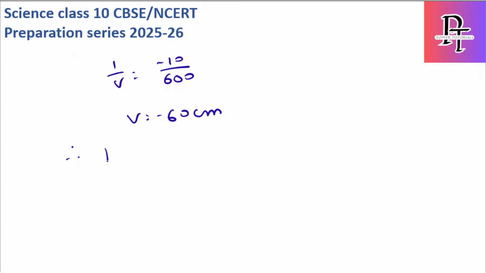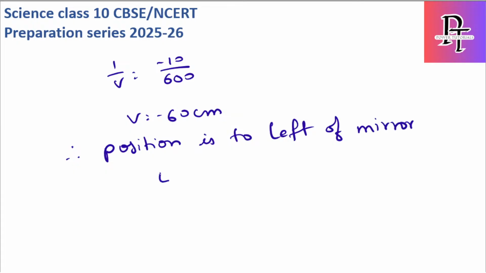Therefore the position is to the left of the mirror and the distance is 60 centimeters. Why is it on the left side? Because we got the value as negative. If it is negative, the position is to the left of the mirror. In the same question, if you got the v value as positive, then you have to say that the position is behind the mirror.